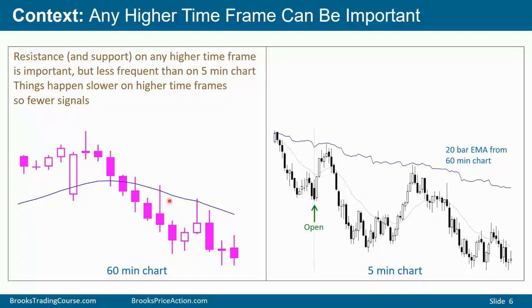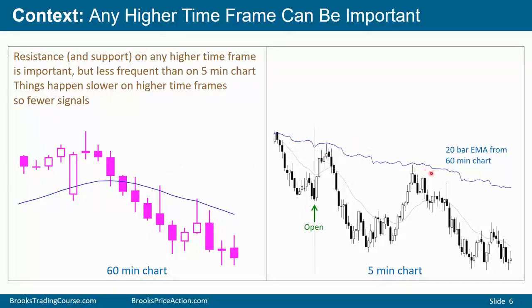When you have a higher time frame chart, like a 60-minute chart, you have resistance, but look how long it's been since it tested the resistance. 2 bars, 2 hours. Here, 3 hours since it tested that resistance. And therefore, resistance on a 60-minute chart does not give a lot of signals on a 5-minute chart.